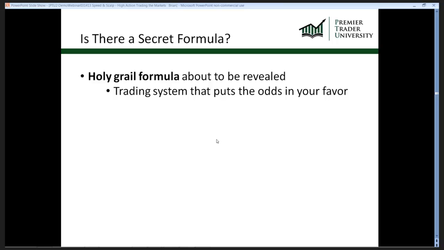All right, so that's some of the keys to look for when you're looking for that. So find a system that puts the odds in your favor. Pretty basic, right? You need to find training to execute the system, the strategy, and all the trading nuances of that system, if there are any.